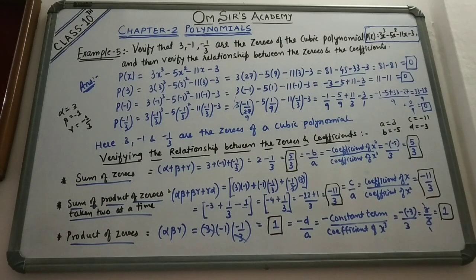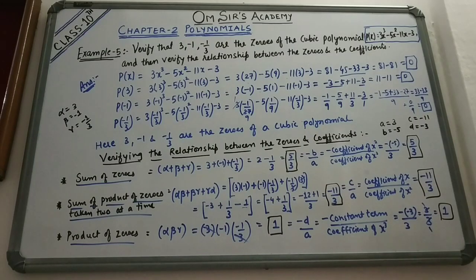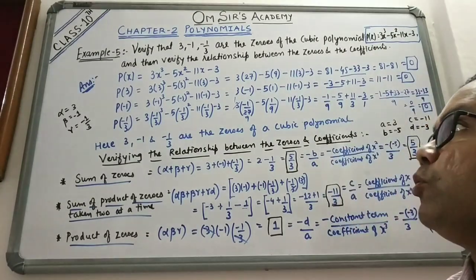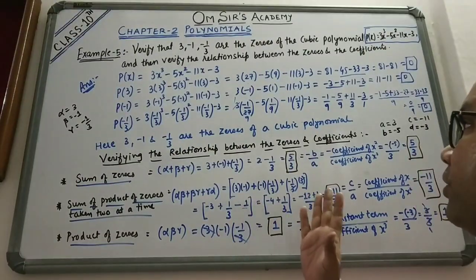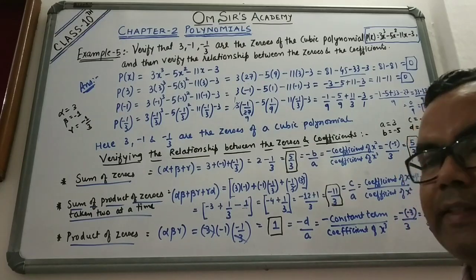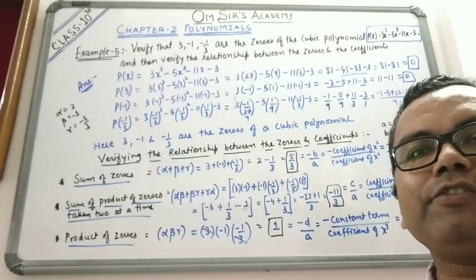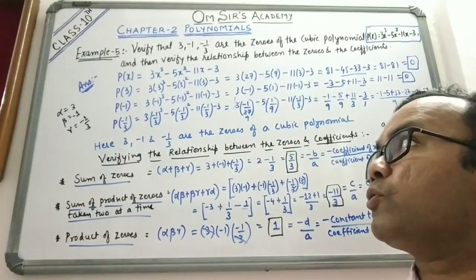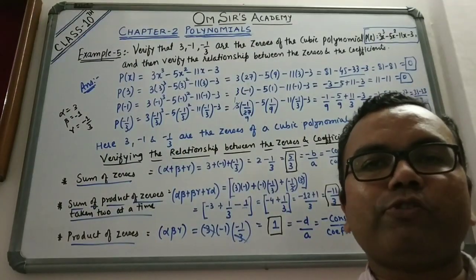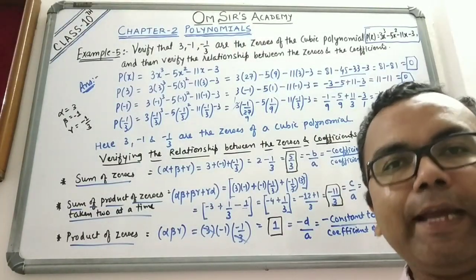Is it clear? So this is a very easy concept, friends, and this type of sums are mostly asked in the examinations. So hope this sum is clear to you. Okay friends, so hope you understood this, verifying the relationship between the zeros and coefficients in case of a cubic polynomial. It was very easy. Now with this we end today's topic, that is illustrations 2 to 5 of the textbook. Now we will be continuing with exercise 2.2 in our next video. So with this we end today's topic. Thank you very much, friends.